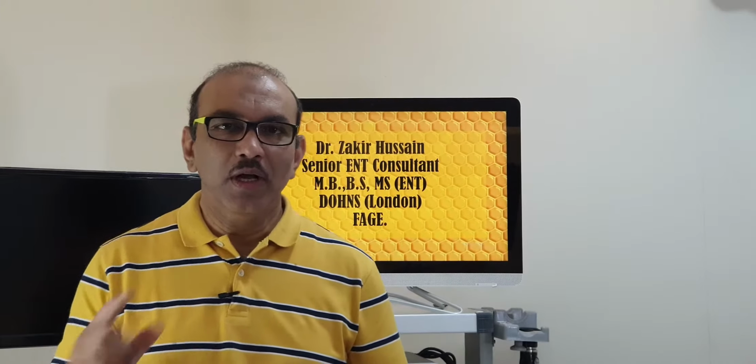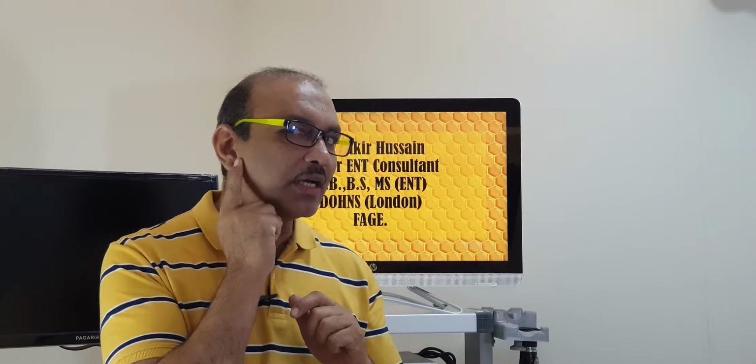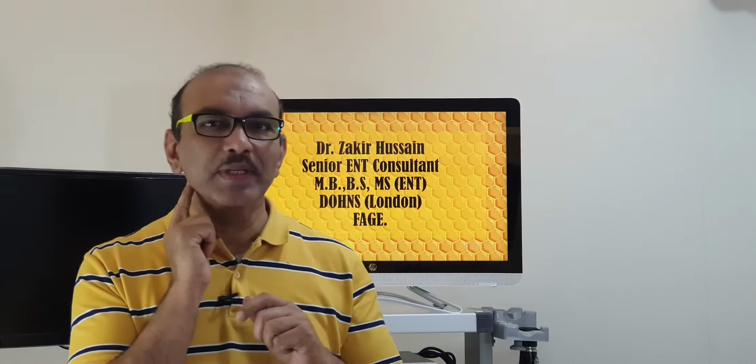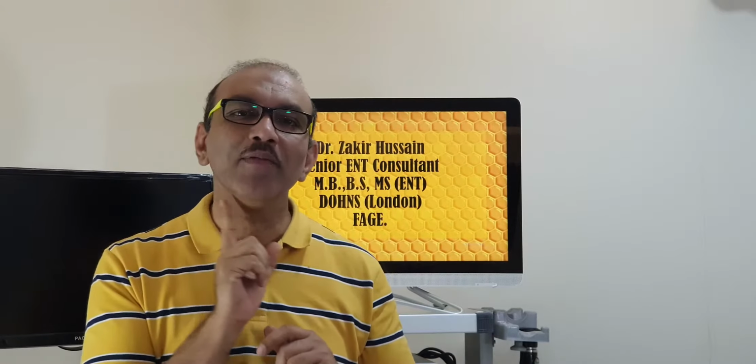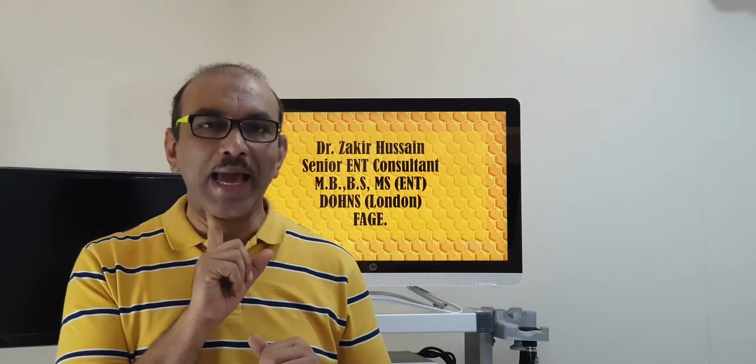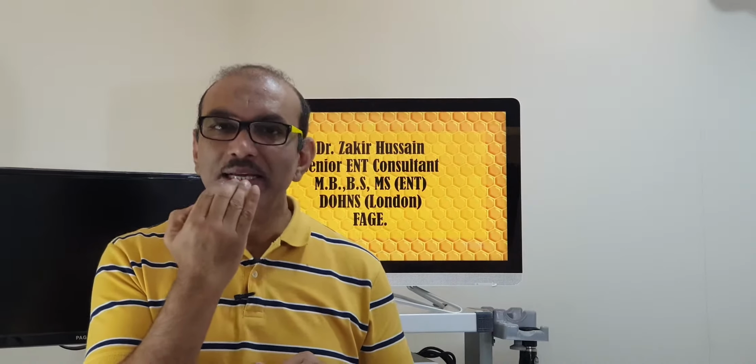There are three sets of salivary glands. One set is the parotid, which is seen here in front of the ear and below the ears. Then you have the submandibular gland, which is seen here, upper part of the neck just below the mandible. And the last one is the sublingual gland just below the tongue.